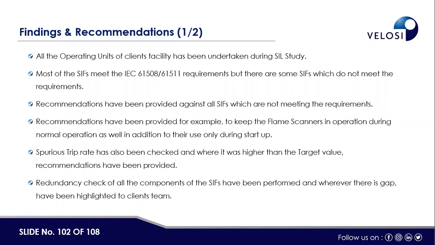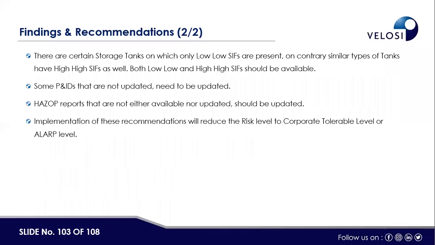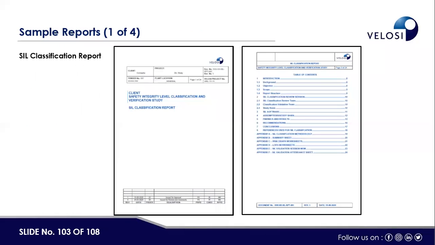Redundancy check of all the components of a SIF has been performed, and wherever there is a gap it has been highlighted to the client's team. And there are certain storage tanks on which only low level SIFs are present. On the contrary, similar types of tanks have high level SIFs as well. Both low and high SIFs should be available. So this was one of the recommendations. Some P&IDs that are not updated need to be updated. Hazard reports that are either not available or not updated should be updated. Implementation of these recommendations will reduce the risk level to the corporate tolerable level or alert level. So these are our sample recommendations.